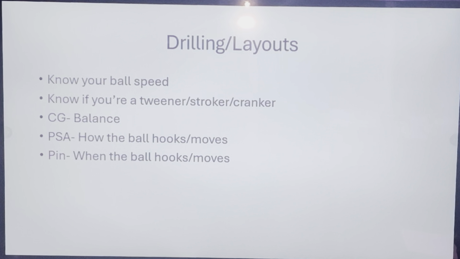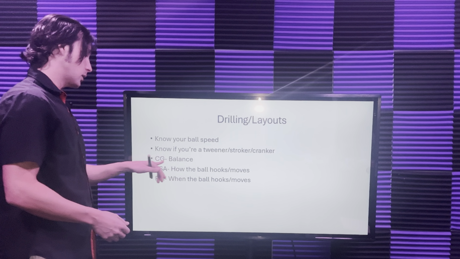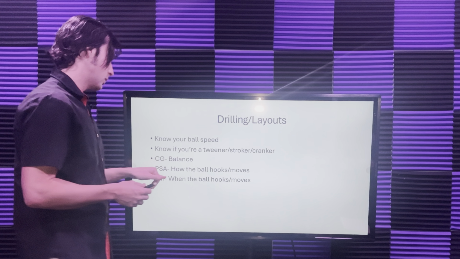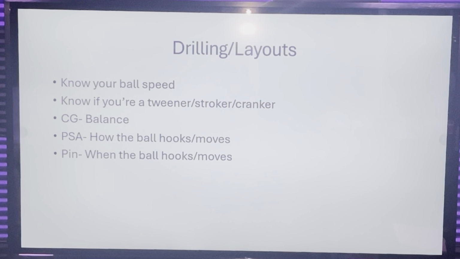So in today's game, the CG is more or less all based on the balance, where, from what I understand, a lot of the pro shop operators who drill bowling balls don't really worry too much about the CG when drilling bowling balls. But two things that you for sure need to know are your PSA and your pin. And if you want to know the differences, the PSA is how the ball hooks, whereas the pin is when the ball hooks.